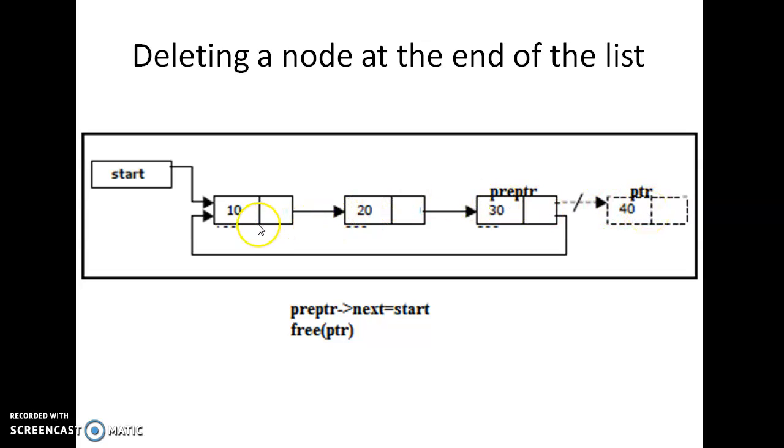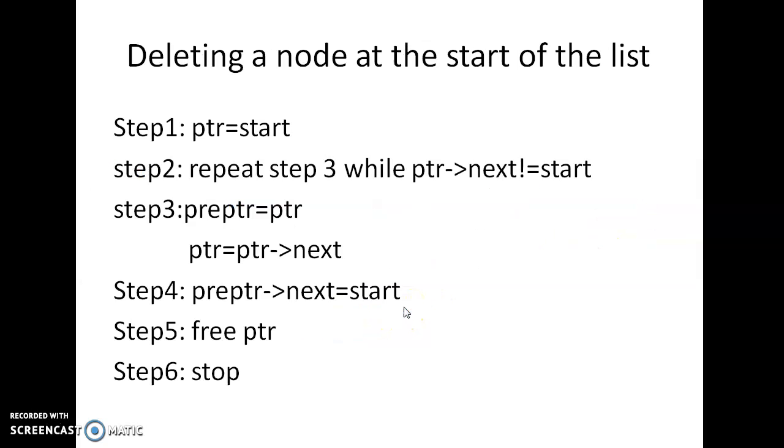Now the algorithm, what we are writing? PTR is starting at start, while PTR of next is not equivalent to the start, PTR equals PTR of next. Now PTR will be pointing to the last one, pre-PTR of next equals start. See, this is the thing that we are writing. PTR equals start, and I am repeating step 3 while the PTR of next is not equivalent to start.